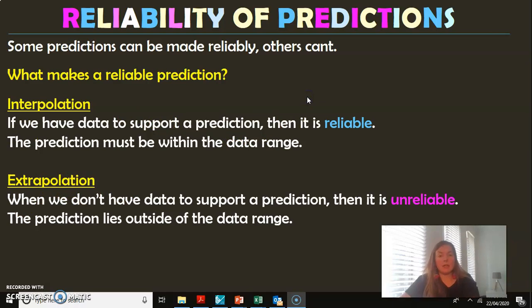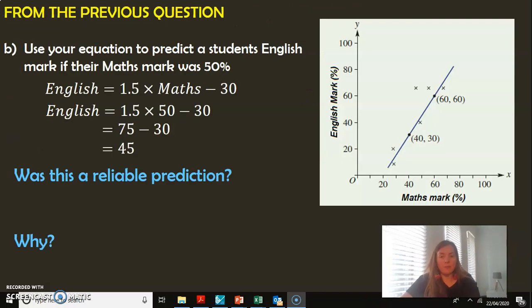If that doesn't make sense yet, let's have a look at it on a graph. This one here was what we were looking at previously. We were looking at the maths mark of 50%, and we're making a prediction for English here. So was that a reliable prediction? Well, maths mark of 50%, let's go to our graph and have a look. 50% for maths is here, where my cursor is right now. If I follow that up, we can certainly see that is within the data range. We have data that supports this.